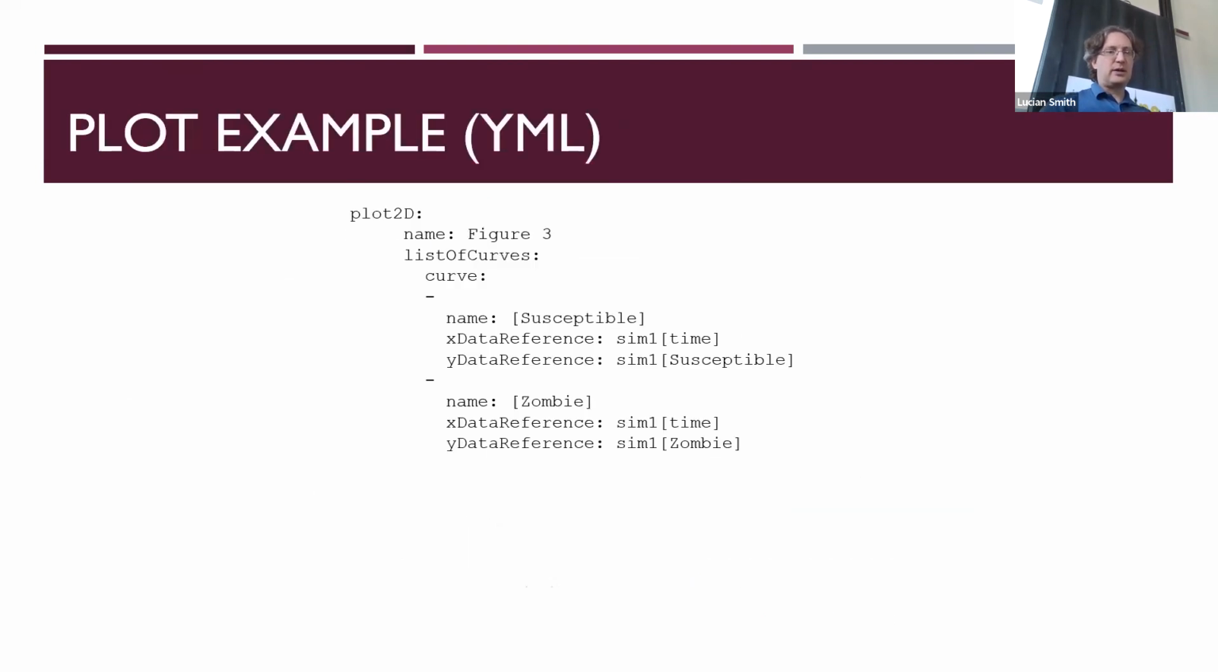So here is a plot in YAML where you are specifically saying, I want these two things. Originally I said here's just sim1. If this is all that sim1 had, then you can just say plot sim1. But if it had 8 things and I only wanted 2 in this particular plot, then I might do this. Here's my figure. Here's the plot, and call it figure 3. And I have 2 curves. One, X is sim1 bracket time, and Y is sim1 bracket susceptible. For the other one, sim1 bracket time versus sim1 bracket zombie.